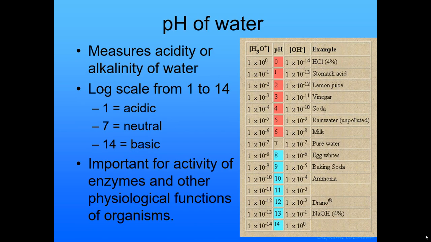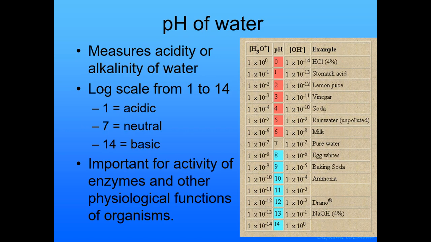So one of the things that's affected by temperature is the pH of the water, and that measures the acidity or alkalinity of the water. When we measure pH, it's a logarithmic scale from 1 to 14. Logarithmic means that a pH of 2 is not double the pH of 1, it's 10 times as basic as a pH of 1. It's important for the activity of enzymes and other physiological functions of organisms.